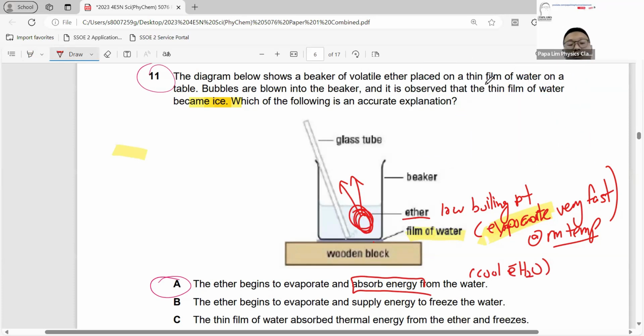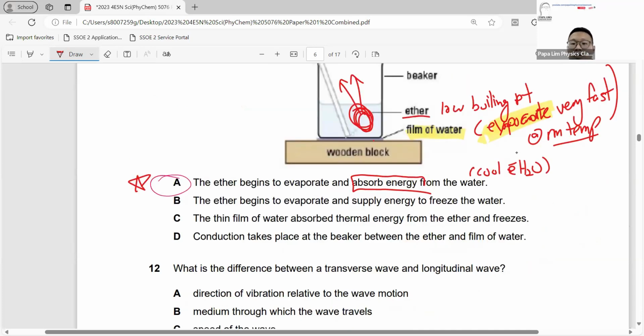Eventually, you will hit very close to the freezing point, and that's why the layer of water will actually become ice. It will become a thin layer of ice due to ether. That's where the cooling effect comes in. So that's why my answer here is actually A: absorb the energy from the water. Okay, so just take note of this.